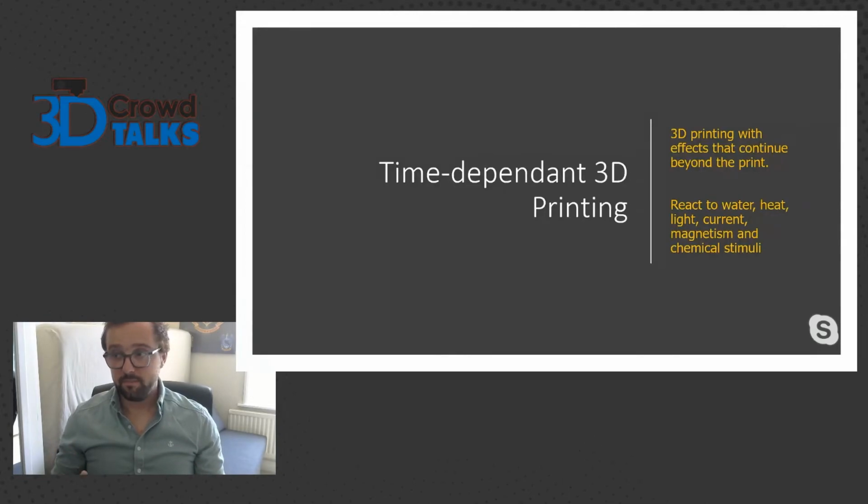So, a summary. Time-dependent 3D printing is 3D printing with effects that continue beyond the print. And these can react to water, heat, light, current, magnetism, or a chemical stimulus. It can be any one of those.